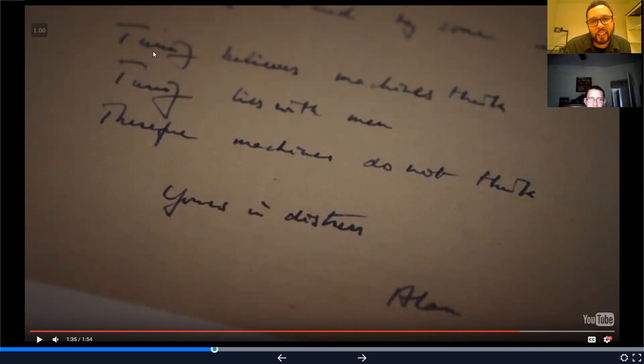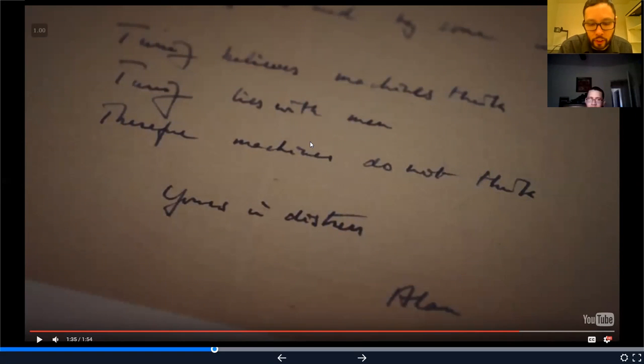The syllogism says, Turing believes the machine thinks. Turing lies with men. Therefore, machines do not think. The idea is that because Turing said so, and because Turing's gay, then we shouldn't believe what he says. And if Turing thinks that machines think, then because Turing's gay, we should think that machines do not think.